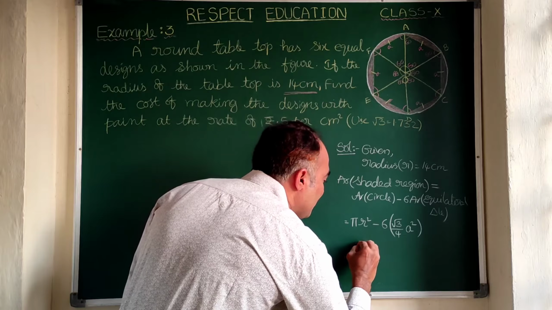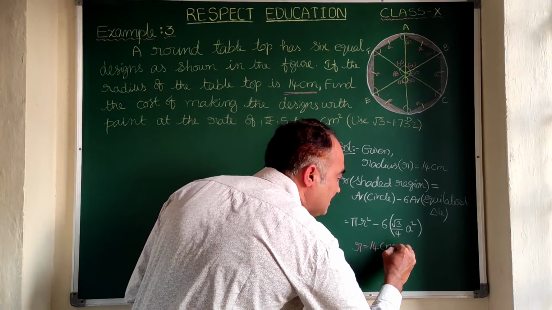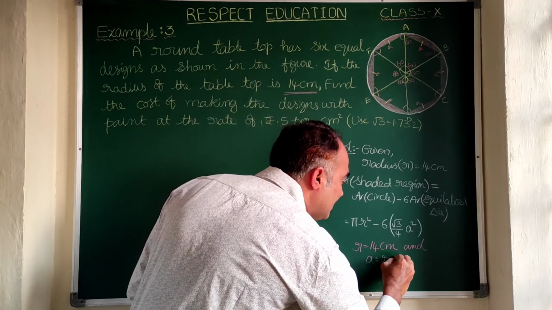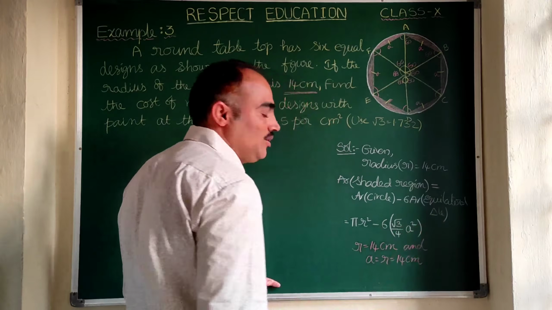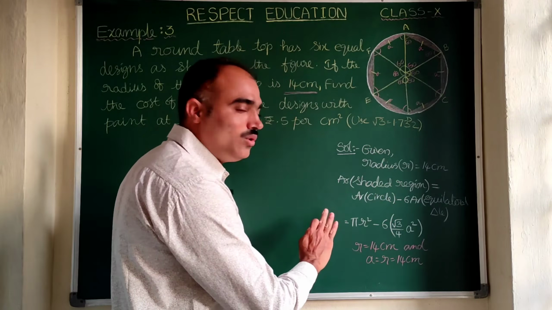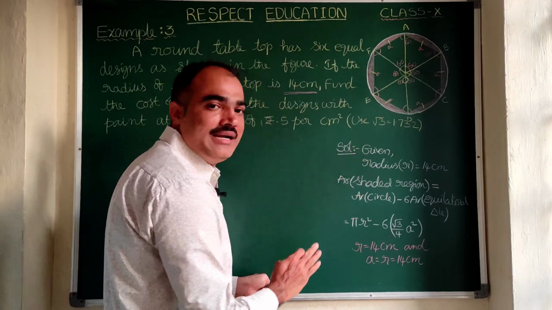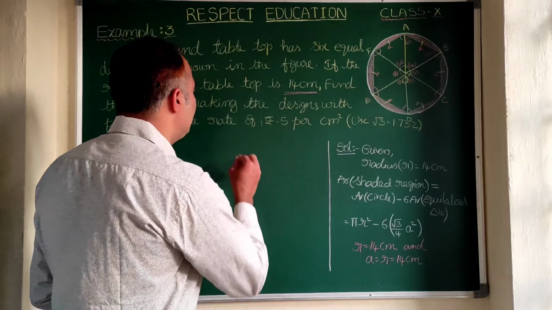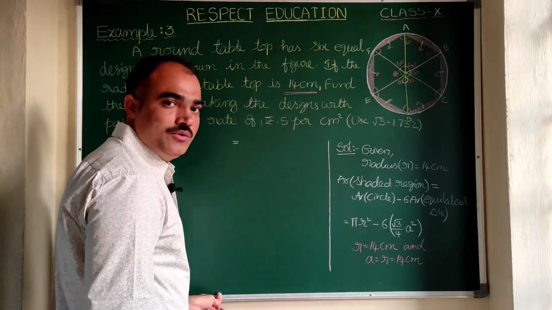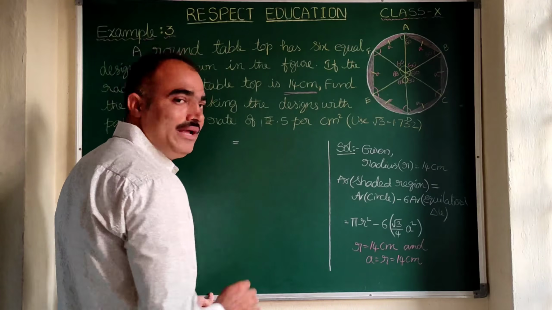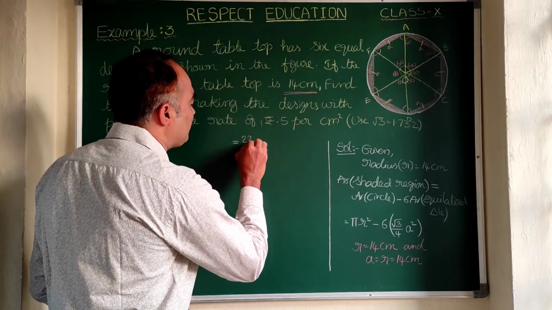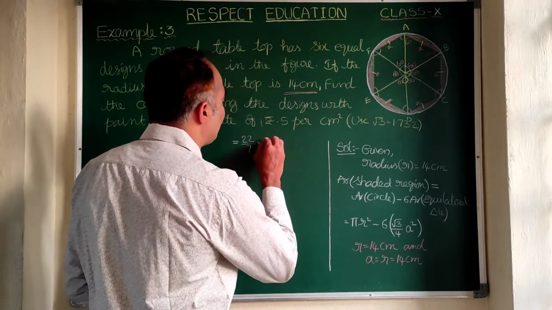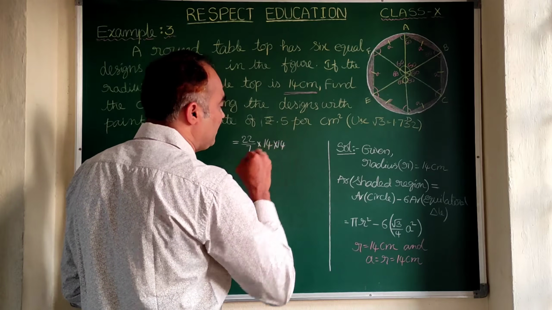So let us write the values. Given R is equal to 14 centimeters and A is also nothing but R, that is 14 centimeters. So here it's a direct problem. We are not going to find any value, just substitute them and simplify to get the answer. So let us move forward. Pi is equal to 22 by 7 into R square. R square is nothing but 14 square. So let us write 14 into 14.